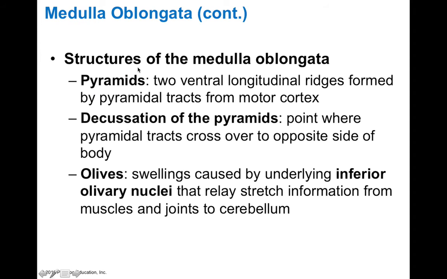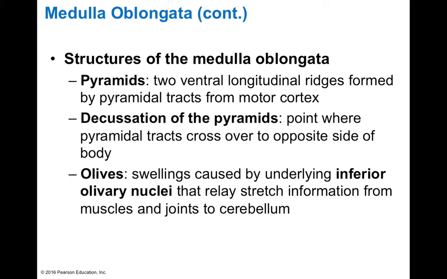And when you think about the functions and structures of your medulla oblongata, we have our pyramids, which are these ventral longitudinal ridges that are formed by the pyramidal motor tracts from your motor cortex. This is also where these things cross. So if you remember going back to the cortex, we talked about how there was contralateral control of function, where the opposite side of your brain controls that opposite side of your body. So for instance, if you're going to control the muscles of your left arm, you're actually going to be using the right side of your brain.